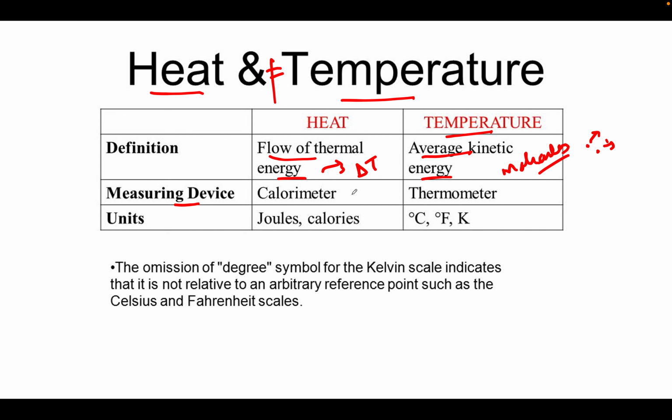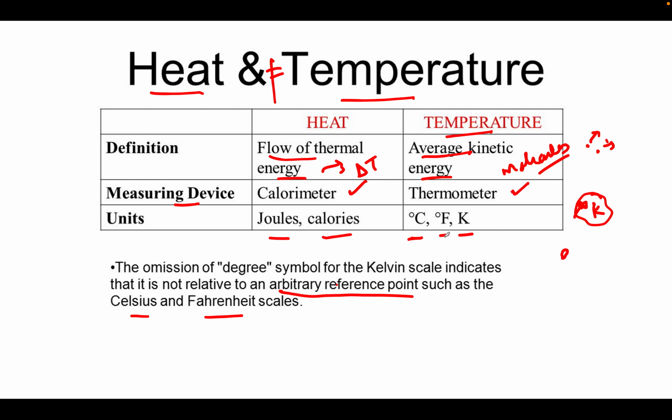So for heat measurement, we use a calorimeter, and for temperature measurement, we use a thermometer. Again, units for heat are joules or calories, and for temperature, we use degree Celsius, degree Fahrenheit, or Kelvin. We never put degree in front of Kelvin. There's a reason behind that. Because there is no arbitrary reference point for the Kelvin scale. So Kelvin scale is not related to any arbitrary reference point such as the Celsius and Fahrenheit scales. That is why degree is not there.